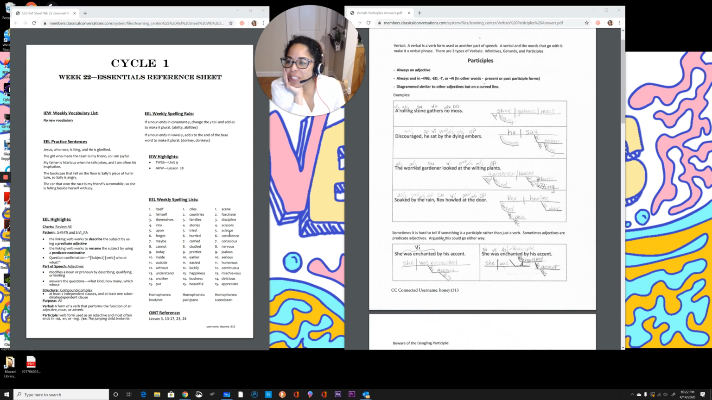Everyone, I'm going to be going over EEL week 22 with you all. I have a sheet that was up at the Classical Conversations website. I had shown you last week that they've got lots of free resources for you, and this was just one of the resources that they had here that they were showing. It says cycle 1 and we're not in cycle 1, but that's okay. It's still good. It's a reference sheet for essentials.